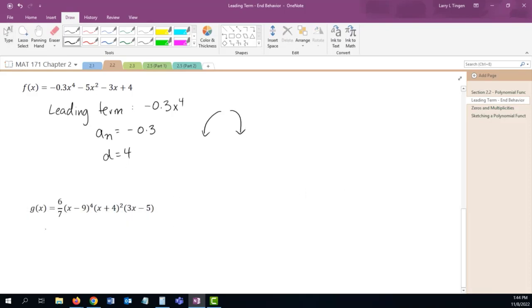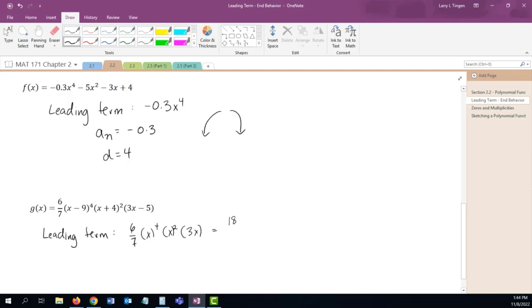We're going to take all the leading terms and multiply them. Notice I still take the coefficient, even though that 6/7 isn't multiplied by anything. I still use that because it's still going to be part of that leading term. x minus 9 to the 4th. Leading term there is going to be x to the 4th. x plus 4 squared, x squared. And then 3x minus 5, 3x. Multiply it all together.